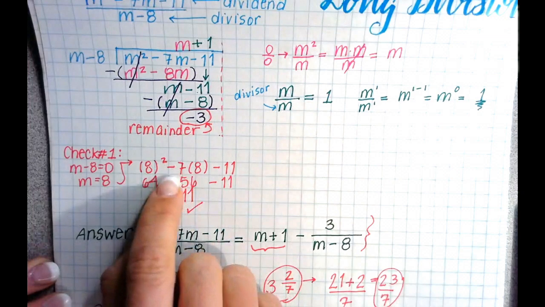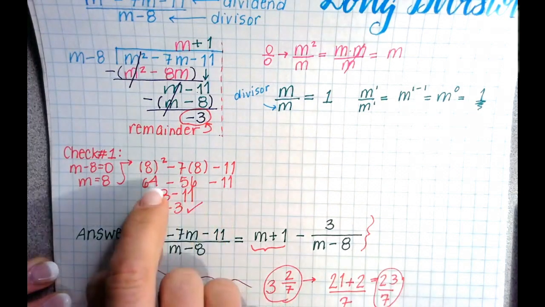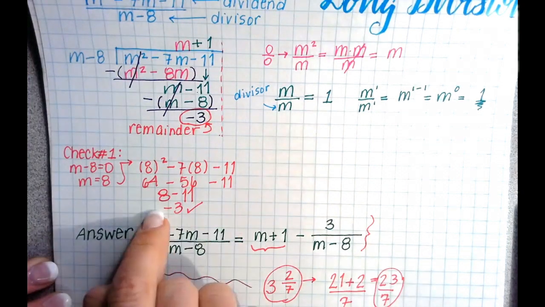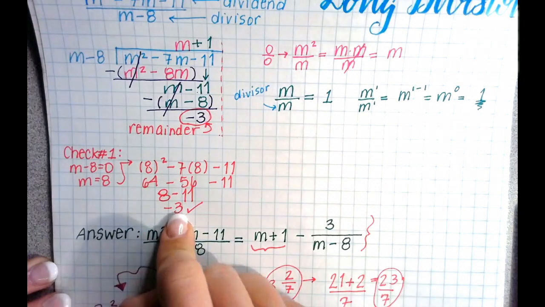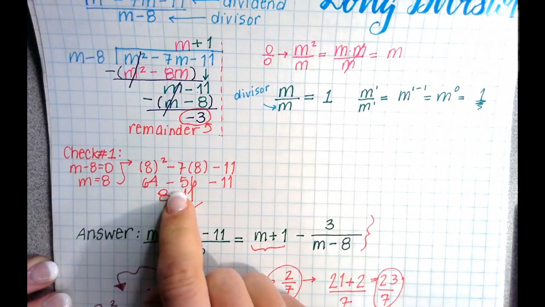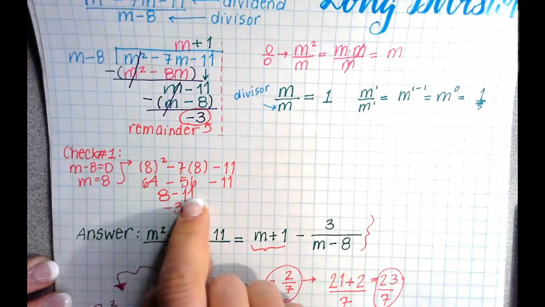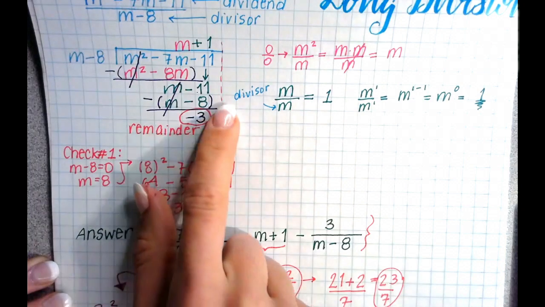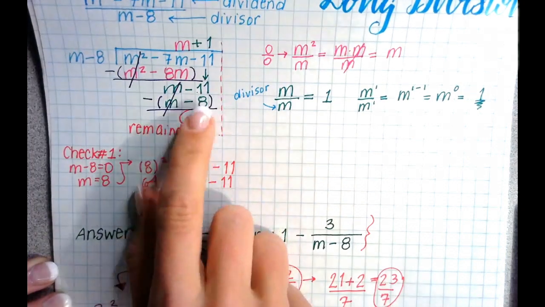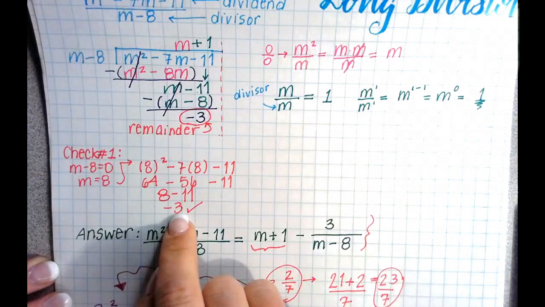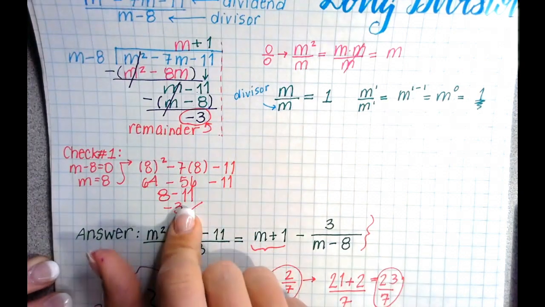So I get 8 squared minus 7 times 8 minus 11. I'm going to show my work nicely. I like to go from left to right because you should recognize some numbers. But I'll get 64 minus 56 minus 11. 64 minus 56, I got 8. And then 8 minus 11, that's negative 3, which is these right over here if you look. You should get your remainder. If you do, you're probably right.